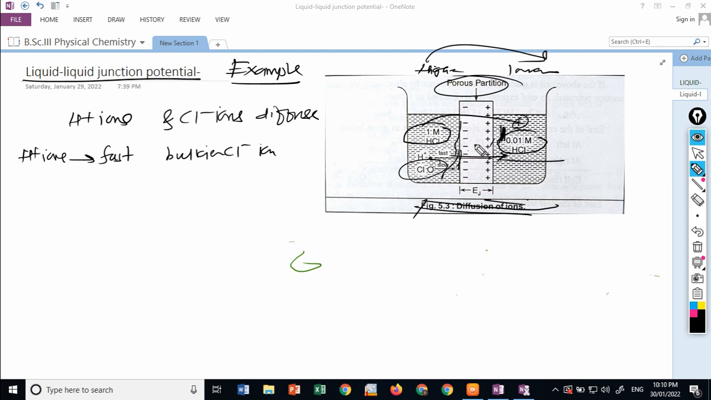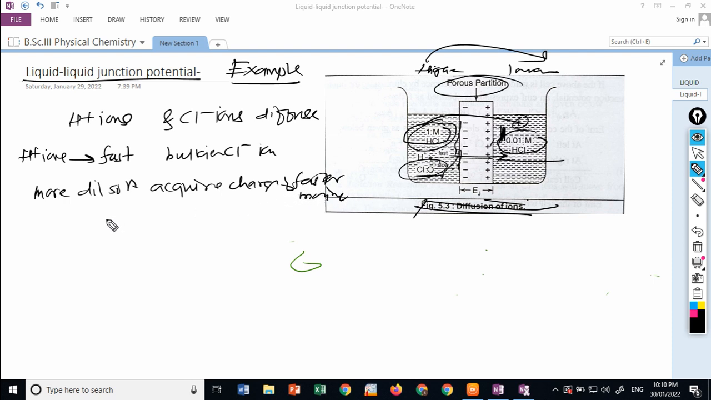So the concentrated side acquires the negative charge due to the excess of slow moving Cl minus ions, and the less concentrated side acquires the positive charge due to the faster moving H plus ions. So in general, I will write: the more dilute solution acquires the charge of the faster moving ion.